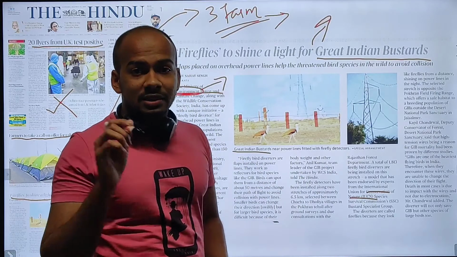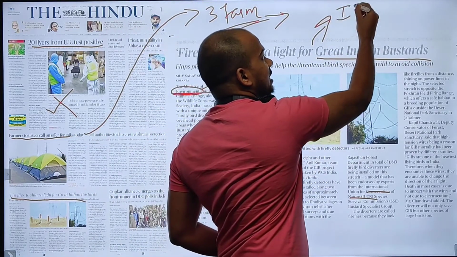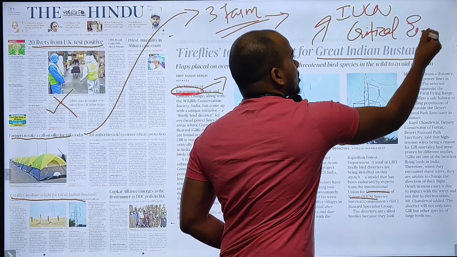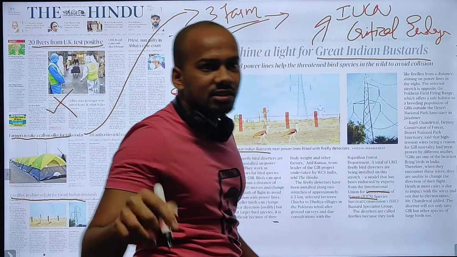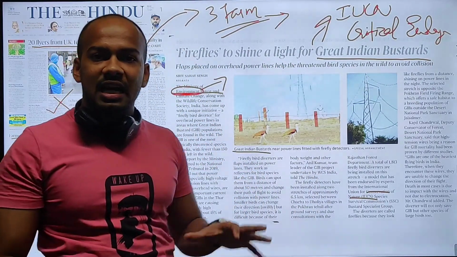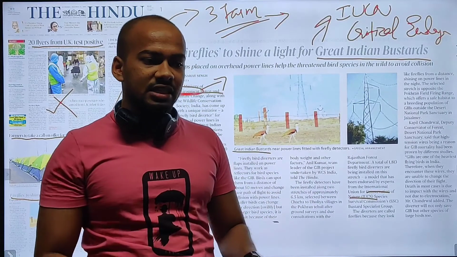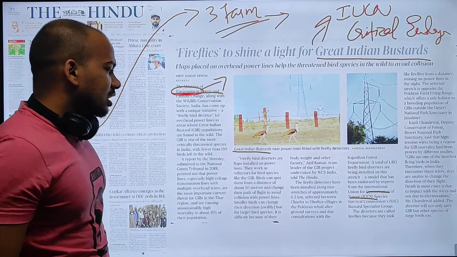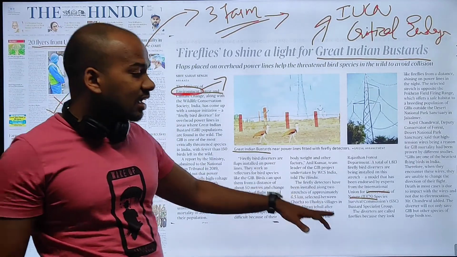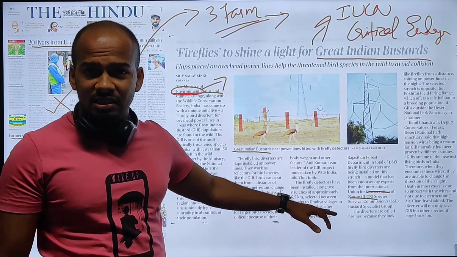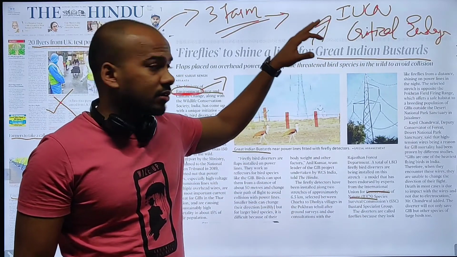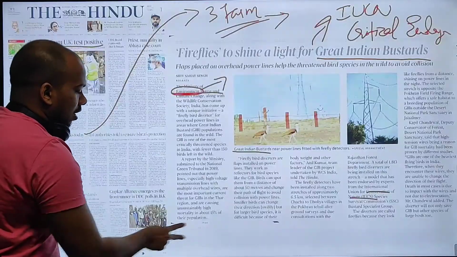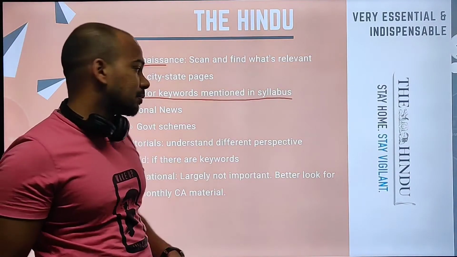But at the same time, you need to research a little bit and get to know which IUCN list this bird falls into, whether it is critically endangered or endangered. IUCN has about 7 categories: extinct in the wild, critically endangered, vulnerable, least concern, like that. So you need to know entirely about what IUCN is, what these organizations are, and what the status of this bird is. All these things come under your topic, so you have to be well versed in the keywords in the syllabus.